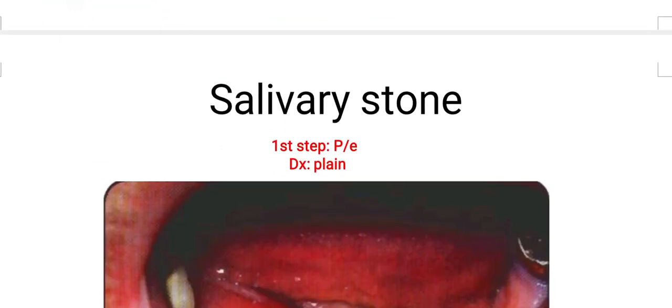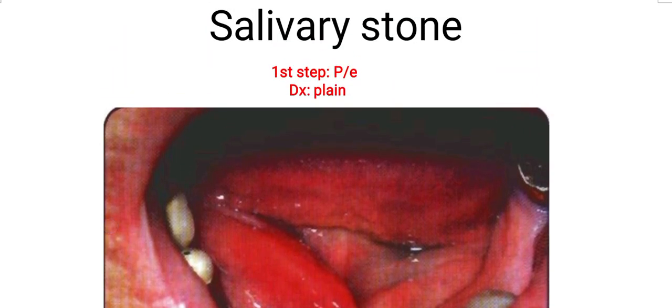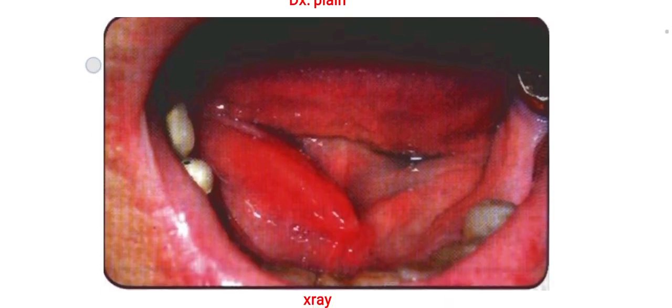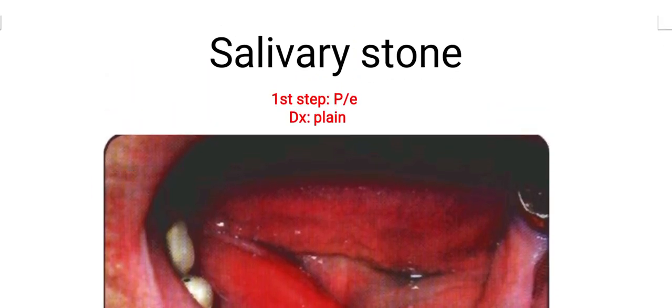Our next picture is salivary stones in the salivary gland. This is the X-ray. Whenever we are suspecting stones in the salivary gland, we have to go for the X-ray to get it confirmed.